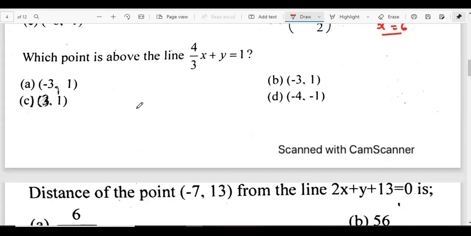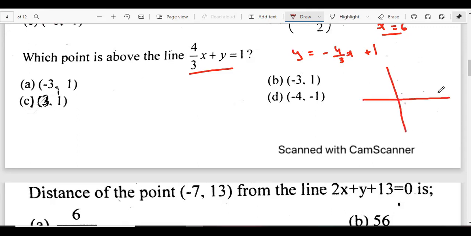So it says, which point is above the line this? Okay, now we need to make this line. Now let's say this is 4 by 3x plus 1. It has a negative x-axis intercept, and it would be passing through this point. So it would be something of that type. Now, this is very obvious that D would not be the answer because it would be under the line. This would not be the answer because it is passing through the line. And it is minus 3 as well, so it would be somewhere here, not the answer.